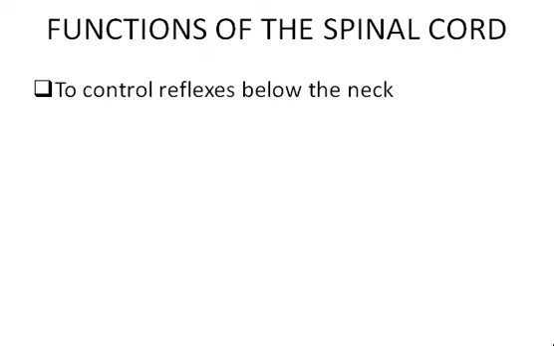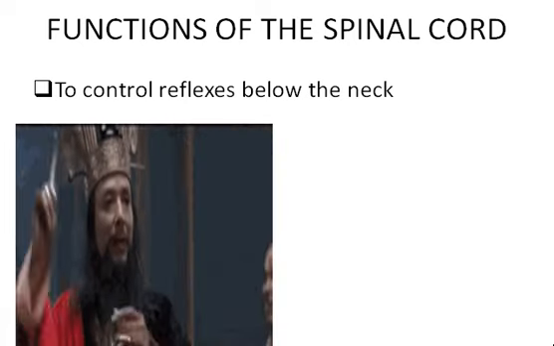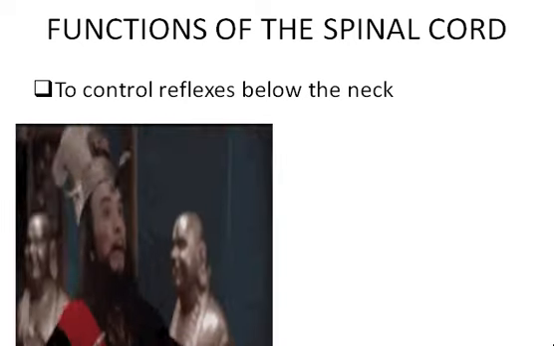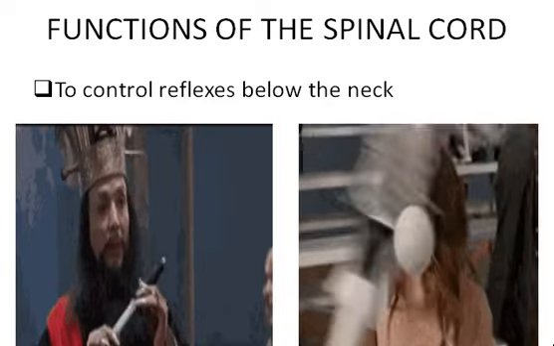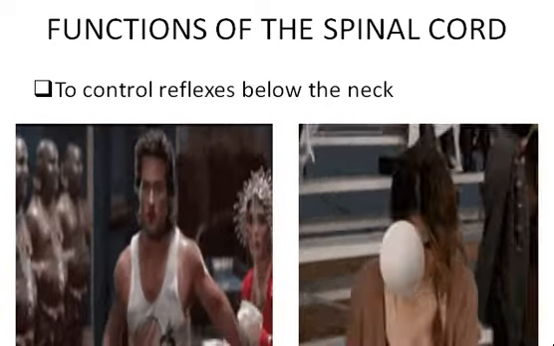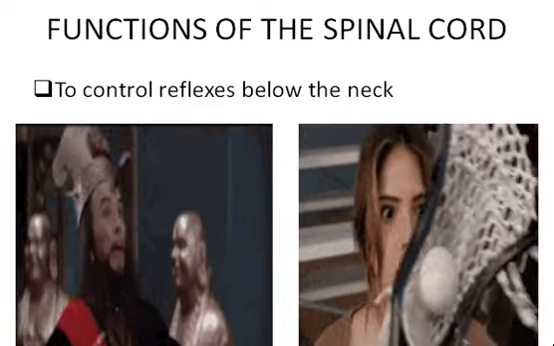Now we will come to some functions of the spinal cord. There are only three main functions of the spinal cord. First function is that it controls the reflexes below the neck. This action will clearly show you a reflex action. These both will clearly show how the reflexes are transferred below the neck.